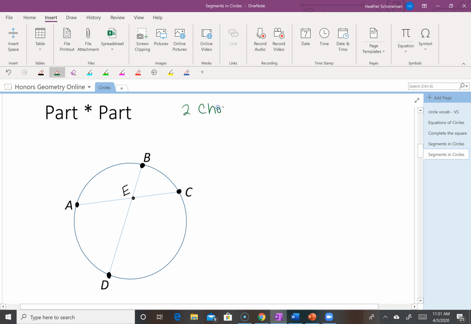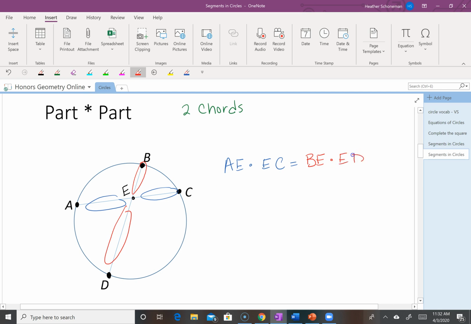So two chords have to start and stop inside the circle. So everything is contained in the circle, nothing is leaking out, and they do have to be intersecting. And the way that we can find a missing part is by multiplying part times part. Now this part times part is not some official formula, it's just a way to help us remember. So I'm going to take the length of AE times the length of EC, and it will equal the length of BE times the length of ED.